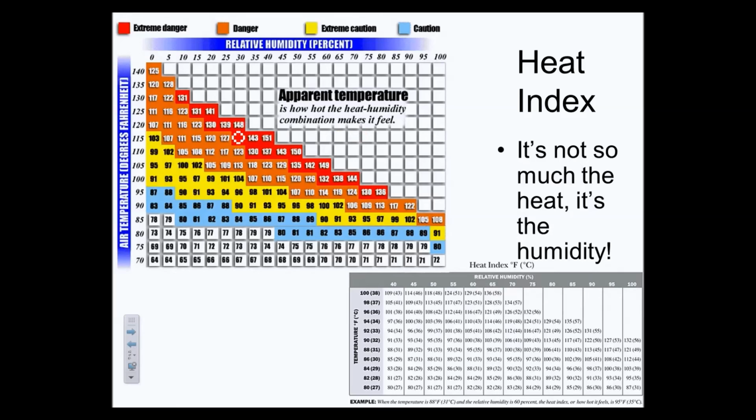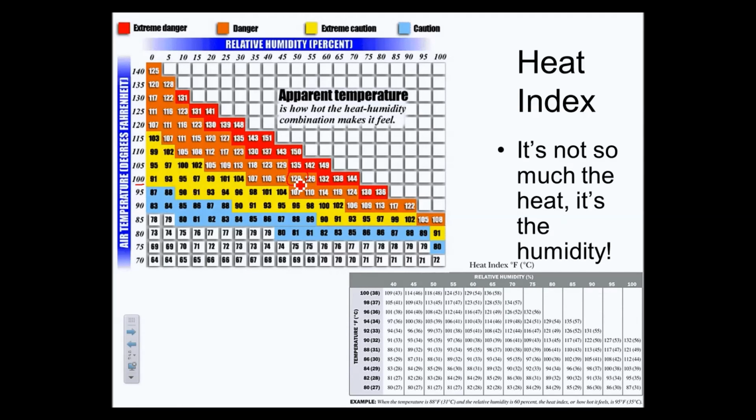So let's say that it is 100 degrees outside. So this is Fahrenheit. If you want to do Celsius, you can see the Celsius temperatures on this chart down here. So it's 100 degrees Fahrenheit outside, but it's 50% relative humidity. You trace it down, go over, it's going to feel like 120 degrees.